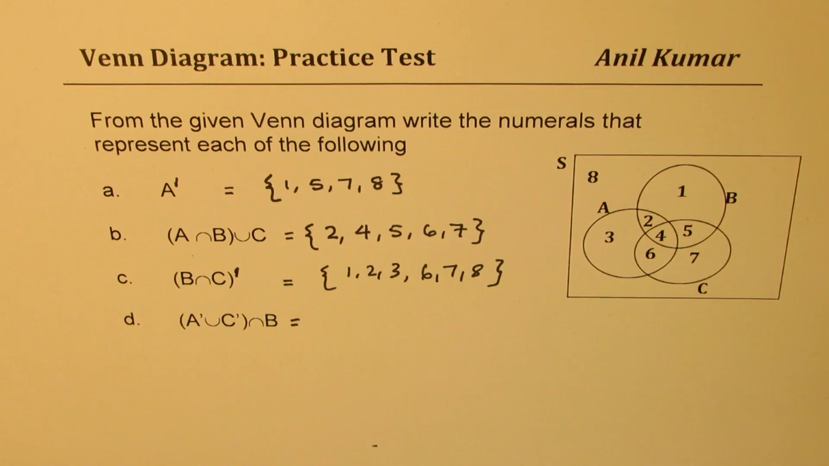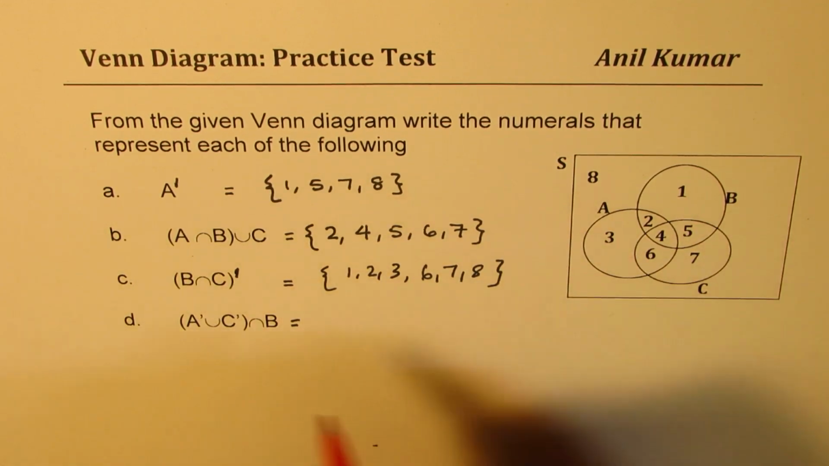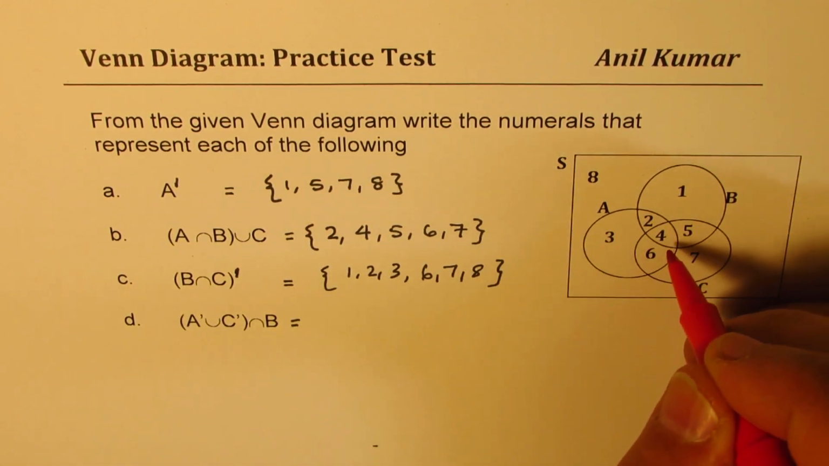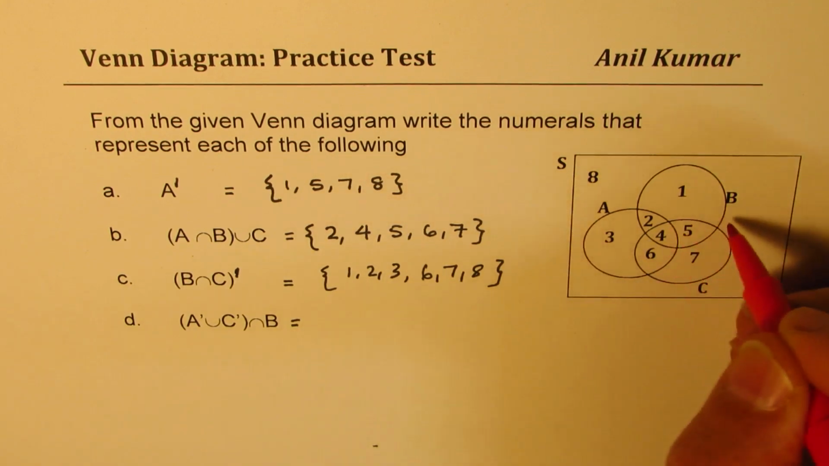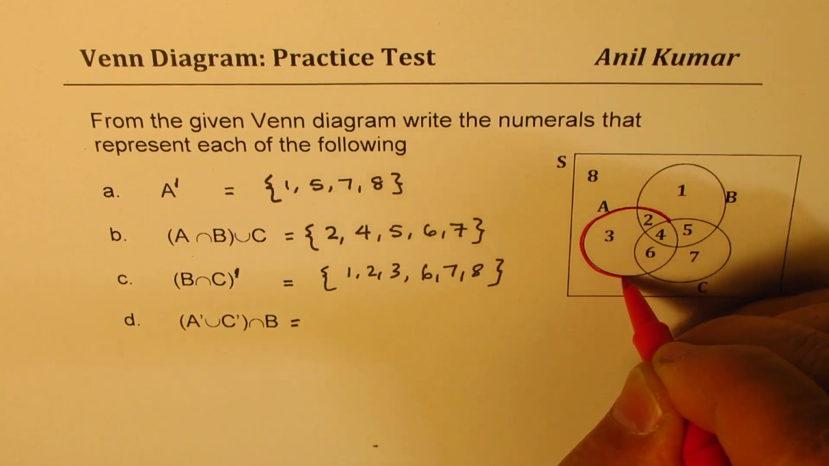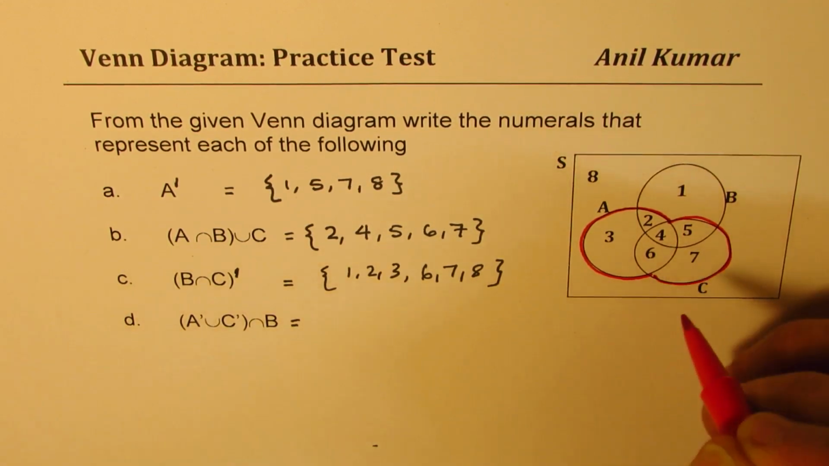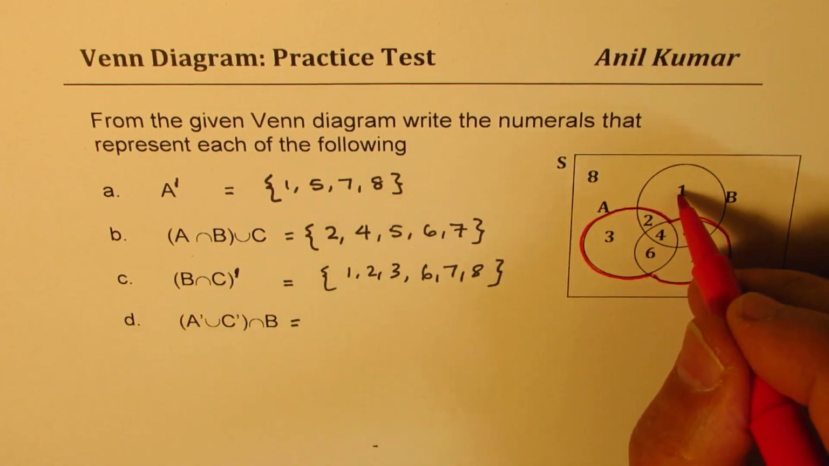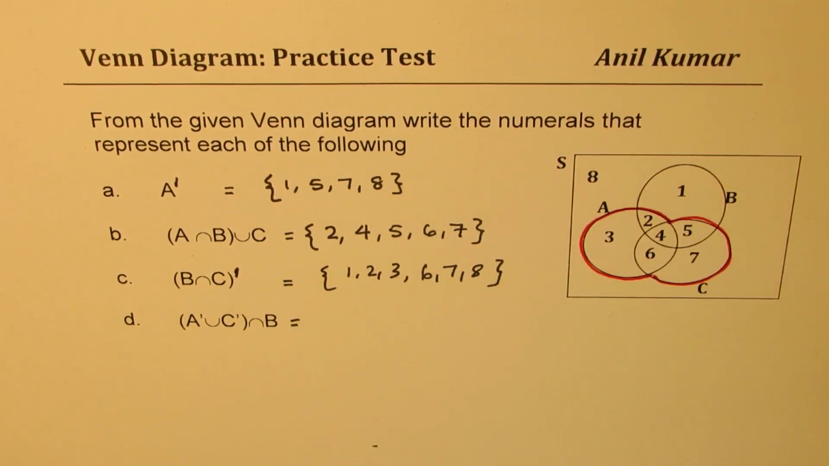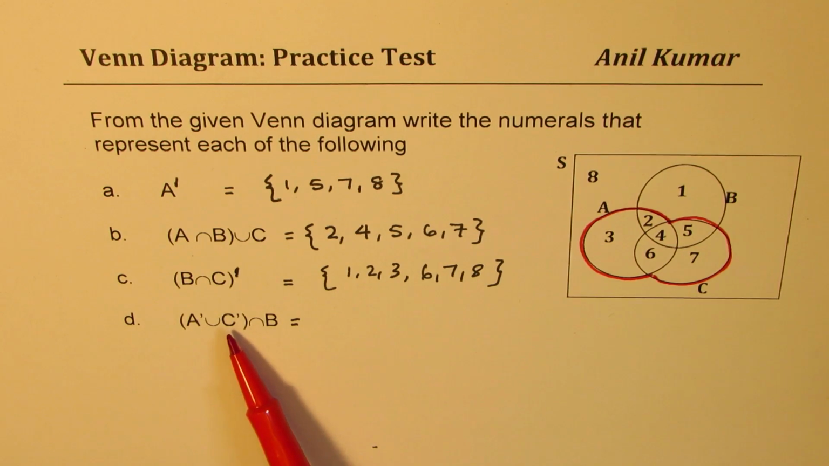So now, since we have already answered the rest of the questions, let's try to understand. When we say not A union not C, that means outside A and outside C. So we are actually looking for everything which is kind of outside these 2 sets, right? So outside means 1 and 8. Do you see that? So that means it is not A, not within A and also not within C.